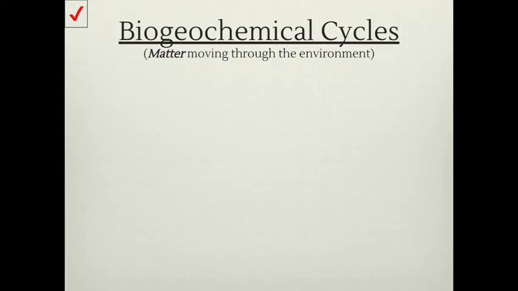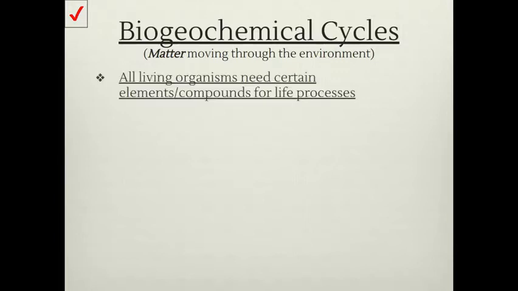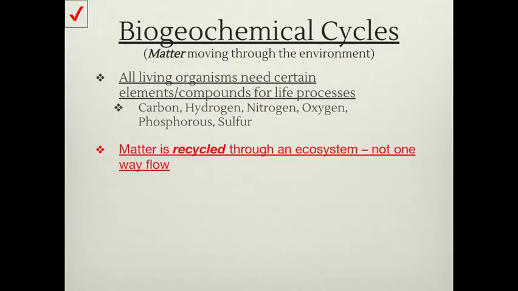So biogeochemical cycles, that primarily is just matter moving through the environment. Every living thing needs certain elements or compounds for life processes, or to sustain life. These elements include things like carbon, hydrogen, nitrogen, oxygen, phosphorus, and sulfur. And remember that matter is recycled through an ecosystem. It is not a one-way flow. So matter is not created, it is changed from one property to another. The long story short is we're not creating these things, we're just changing them and recycling them throughout the process.